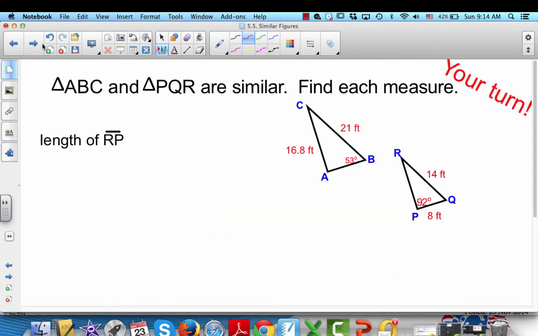Alright, it's your turn now. Find the length of segment RP. Pause the video. It's your turn now. Okay, so we've got RP is what we're looking for. This is the segment that we're looking for right here. So that's going to be x. So we put x over, what does it correspond to? Well, it corresponds to the 16.8. And if I use the 8, there's nothing there for me to compare it to. So I've got to go 14 and 21.